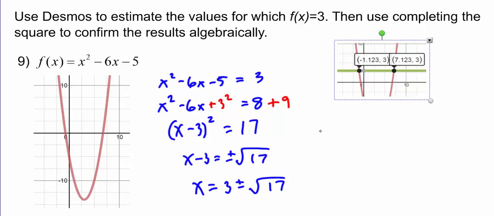Now, if you use your calculators, what you'll find is when you punch in 3 plus the square root of 17, you get 7.12. We'll just approximate it there. And if you do 3 minus the square root of 17, you get negative 1.12.